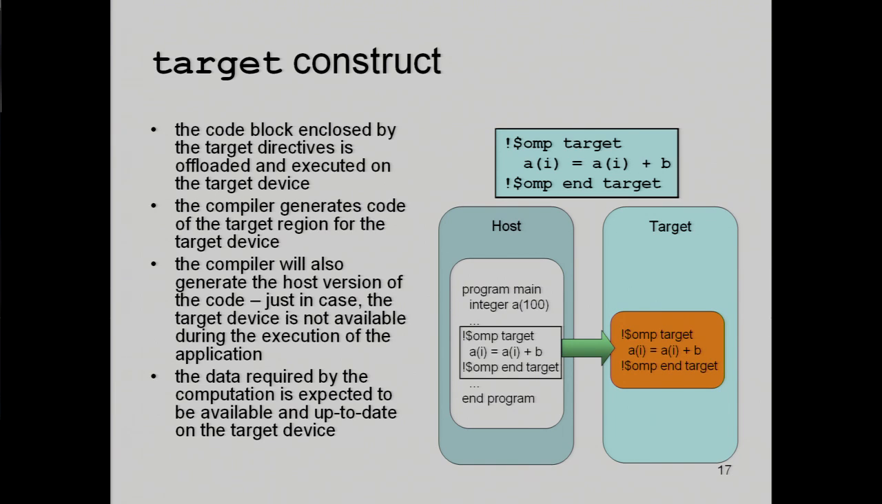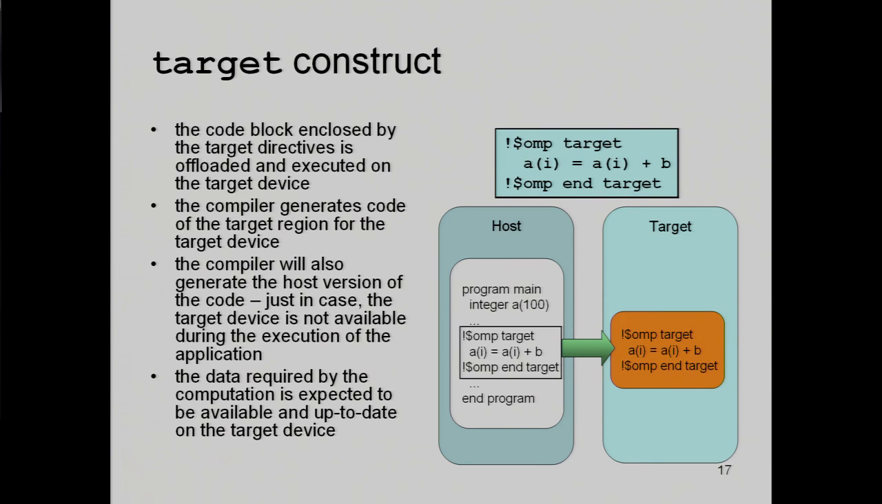The target construct creates a new data environment, allocating all the appropriate data, and then does the execution, the actual offloading, and executes on the device. This is what the target construct is. So the picture is the same, and only the directive is different. The enclosed block of code inside the target directive will be uploaded and executed on the target device if the target device is available. Otherwise it will be executed on the CPU on the host.